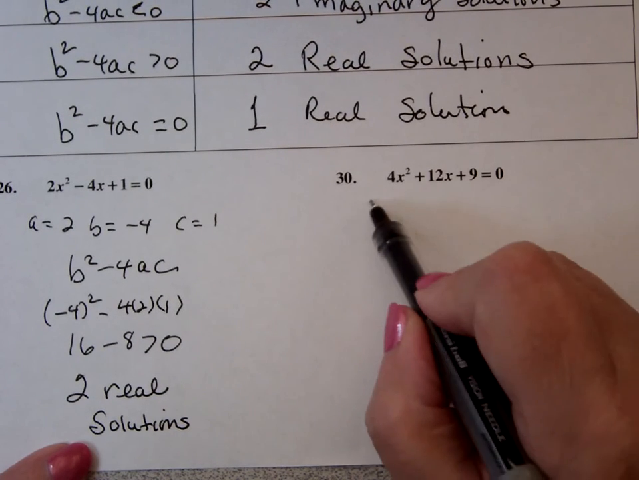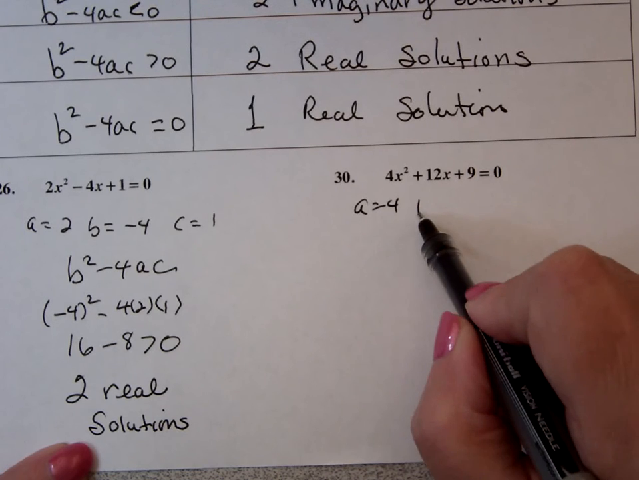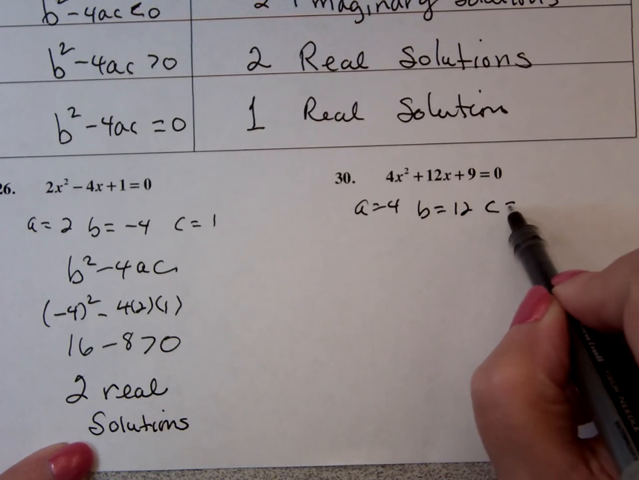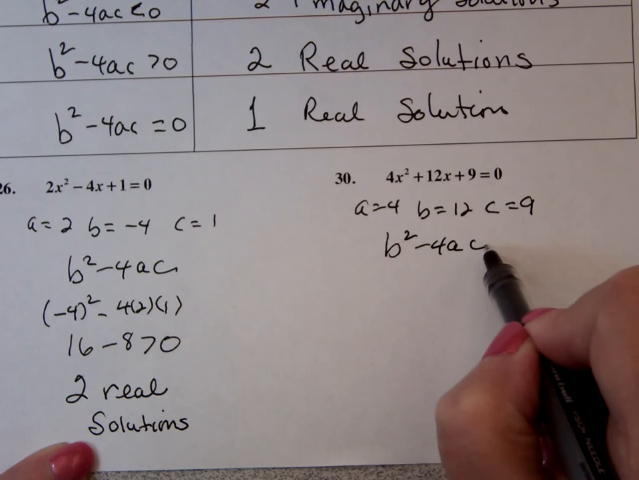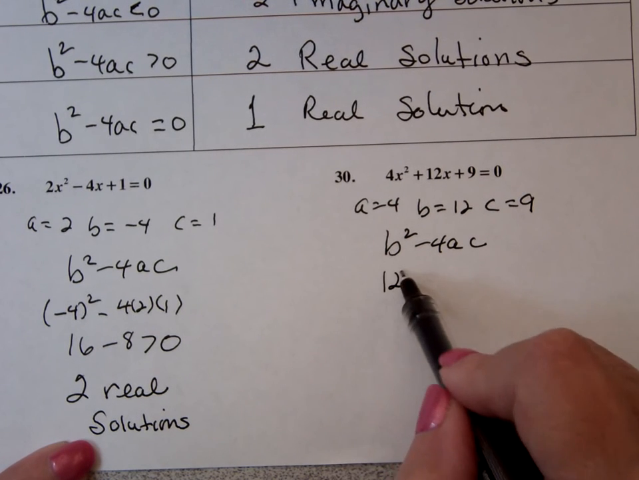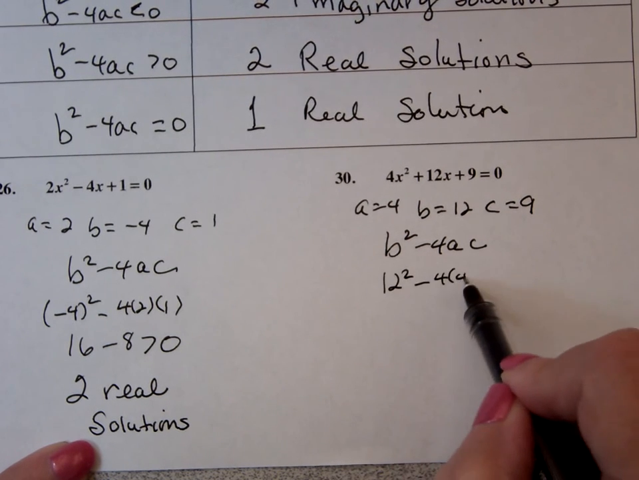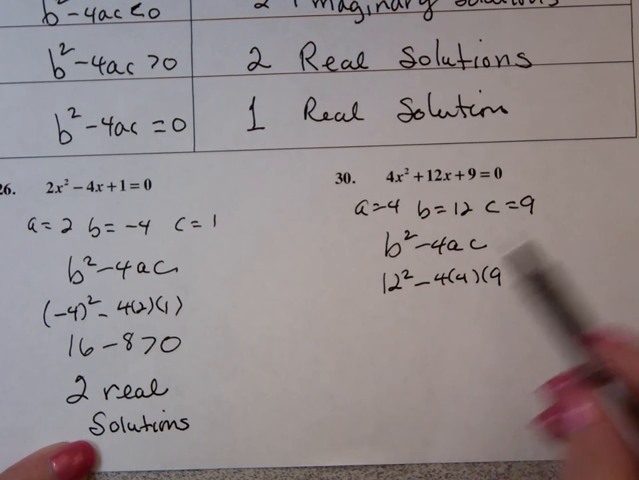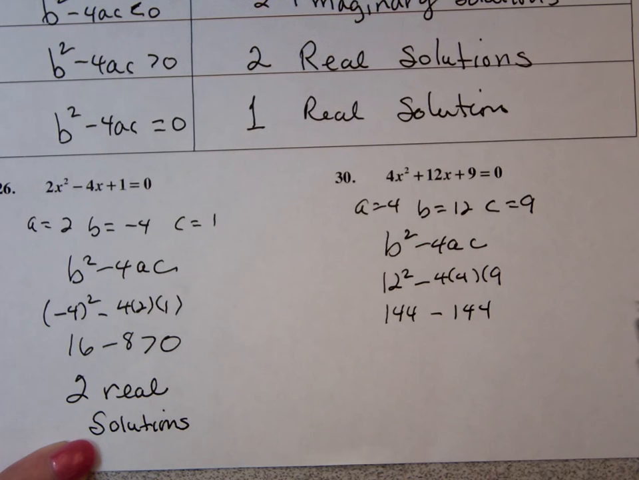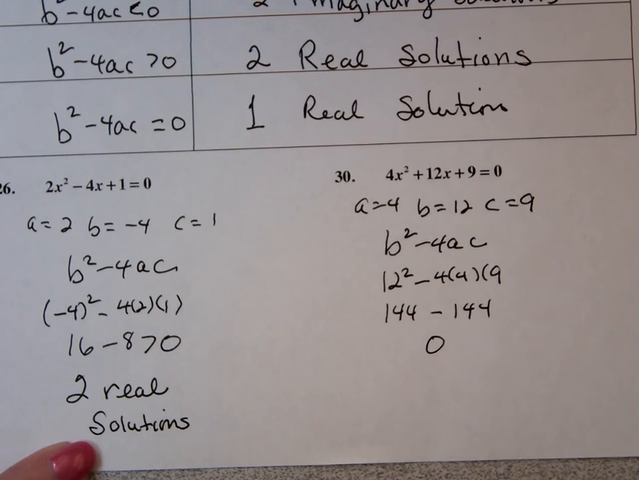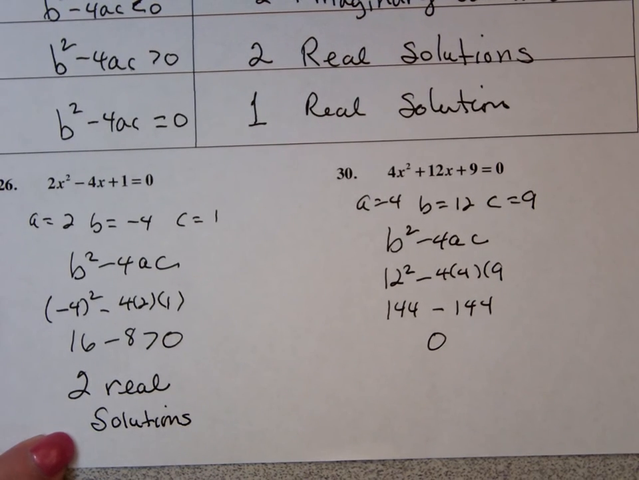And here, a is 4, b is 12, c is 9. So b squared minus 4ac is going to be 12 squared minus 4 times 4 times 9, which is 144 minus 144, which is 0. So how many solutions do I have? One.